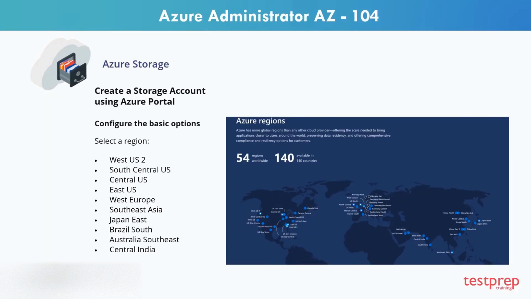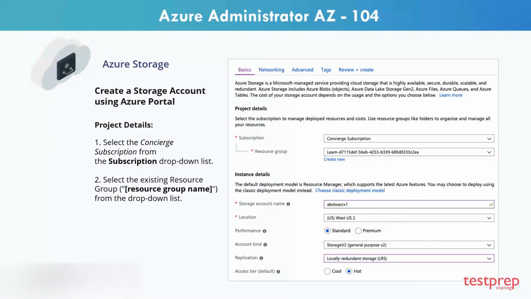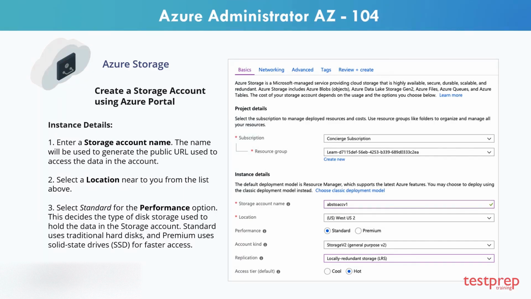First, under Project Details, select the Concierge subscription from the subscription drop-down list. Then, select the existing resource group from the drop-down list. Under Instance Details: 1. Enter a storage account name. The name will be used to generate the public URL, used to access the data in the account. 2. Select a location near to you, from the list above.